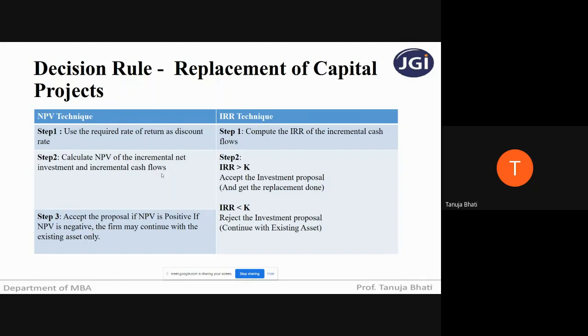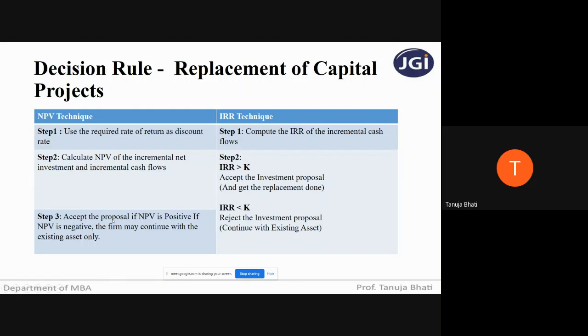Now when I say incremental, it means suppose you're going in for a new machine, so what is the excess cash inflow you will be getting and what is the excess cost? Incremental means over and above, not the normal cash inflows and outflows. Over and above, what is the inflow you will be getting if you're replacing it, and what will be the increased cost that you have to bear to replace it. So you have to calculate NPV only of that increased inflow and outflow.